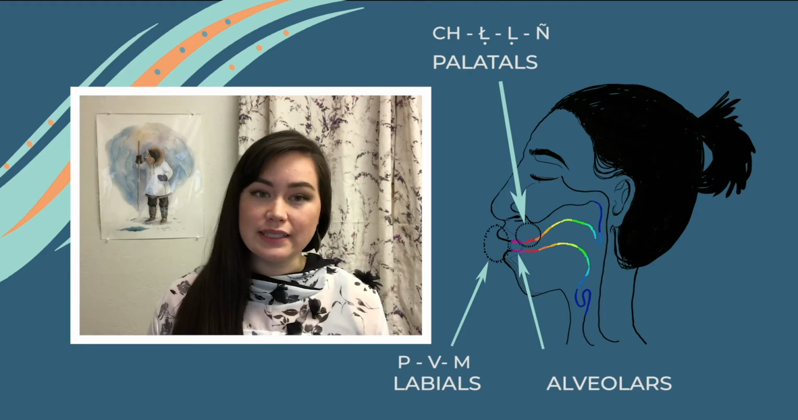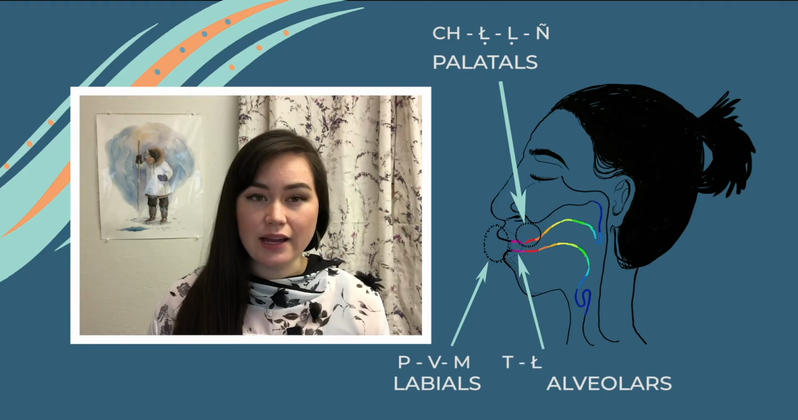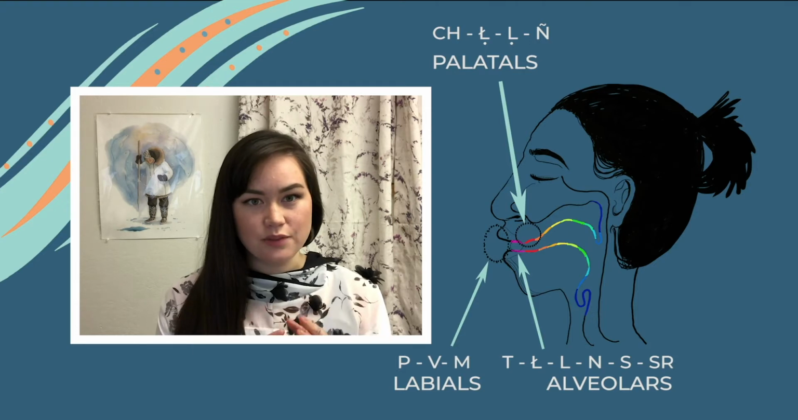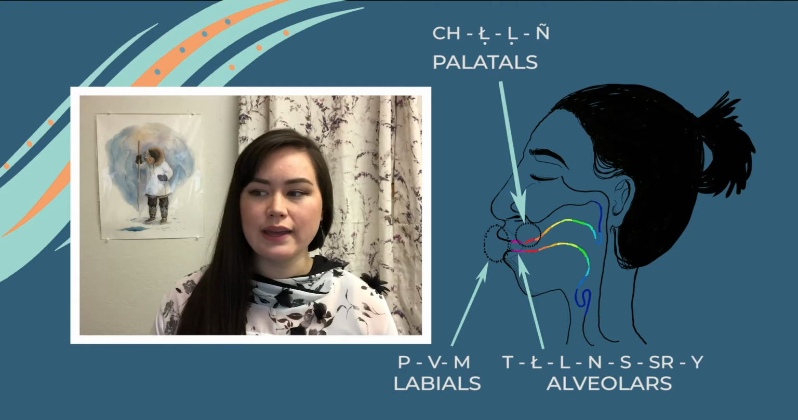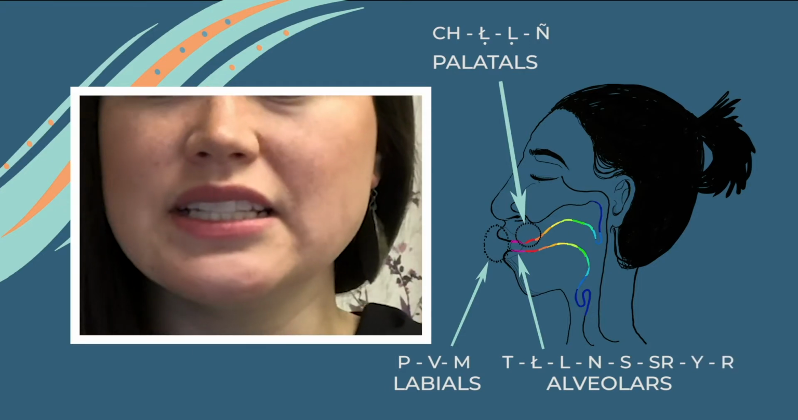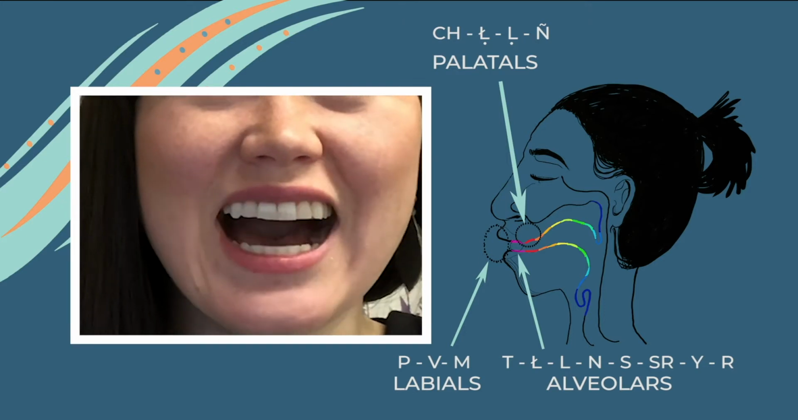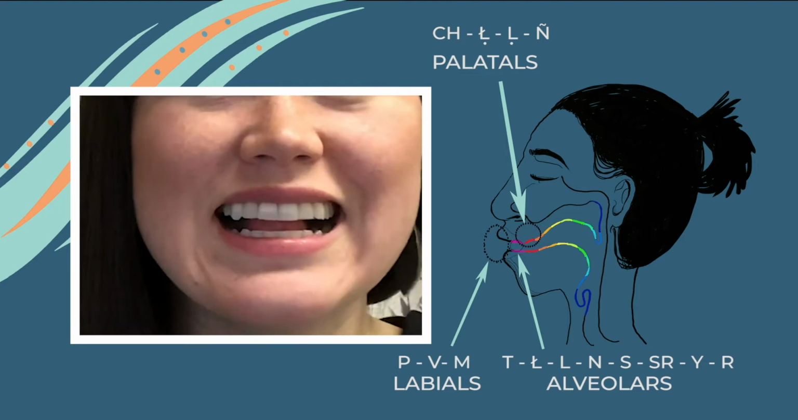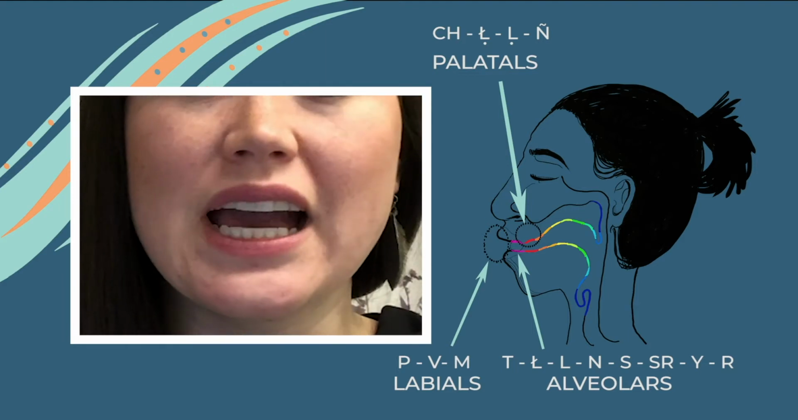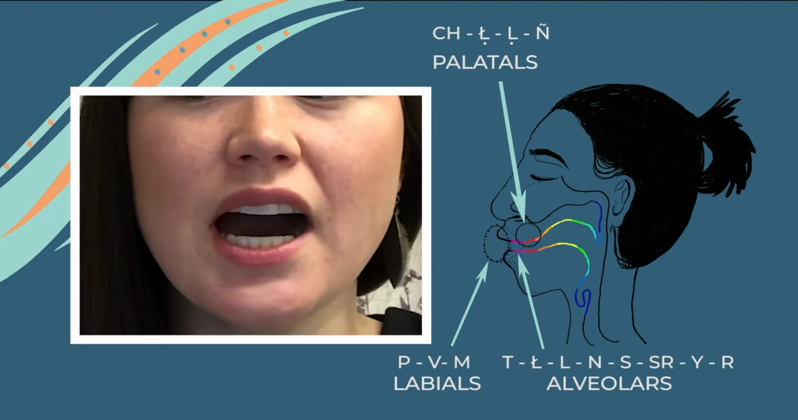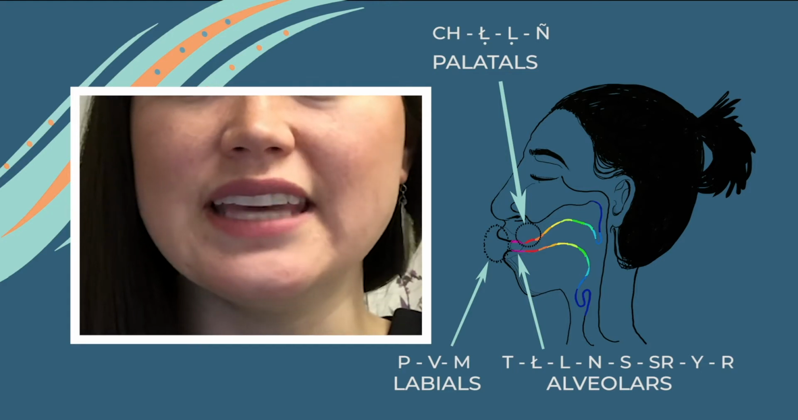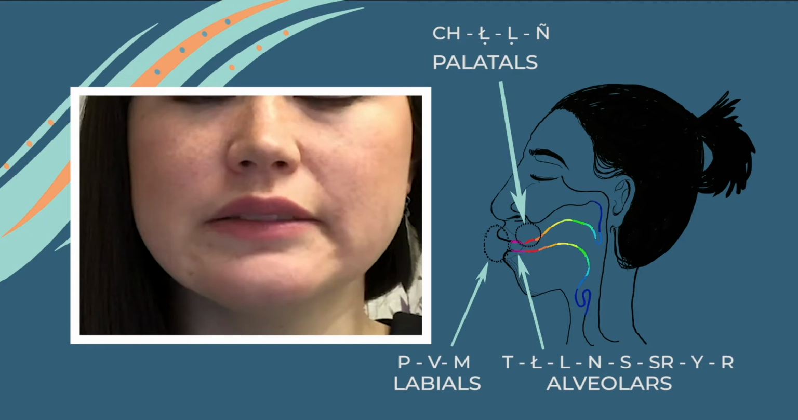We have a T, an L with a slash, an L, an N, S, an S and a R. Put together, that's one sound, a Y and an R. Ta, hla. With that L with a slash, you use the side of your tongue, hla. La, na, sa, shra, ya, ra.